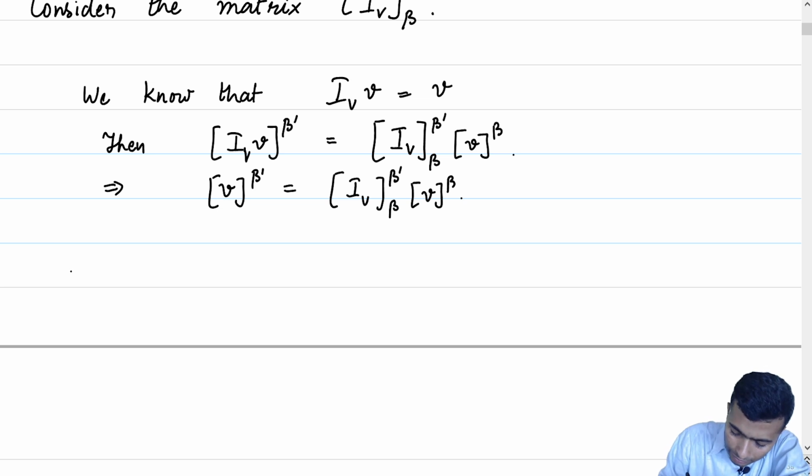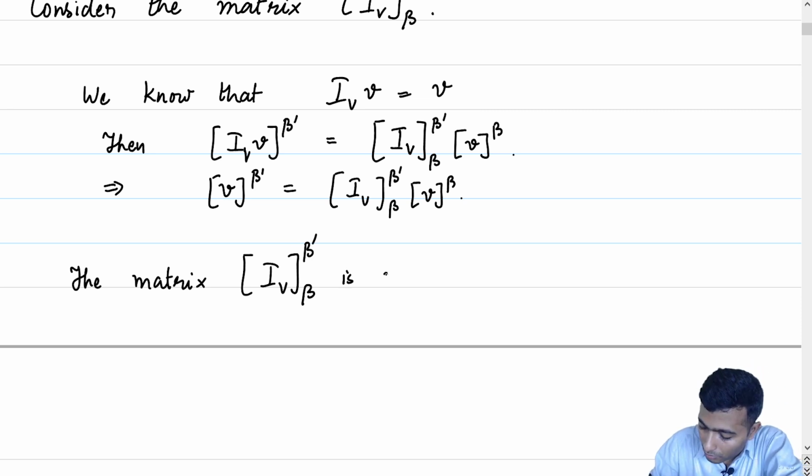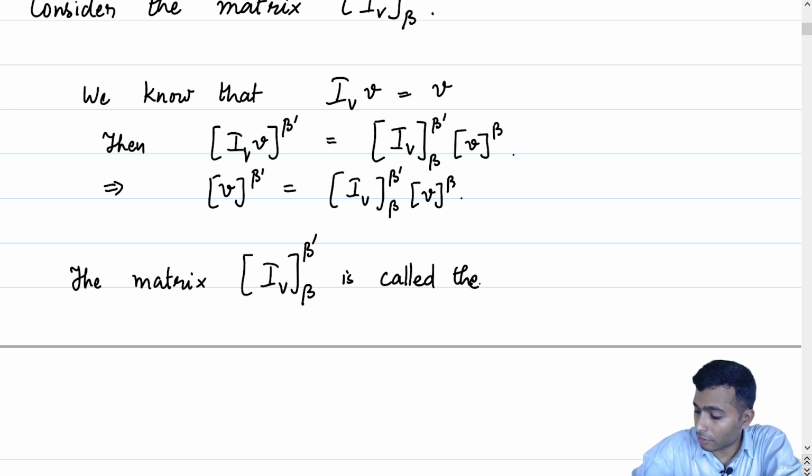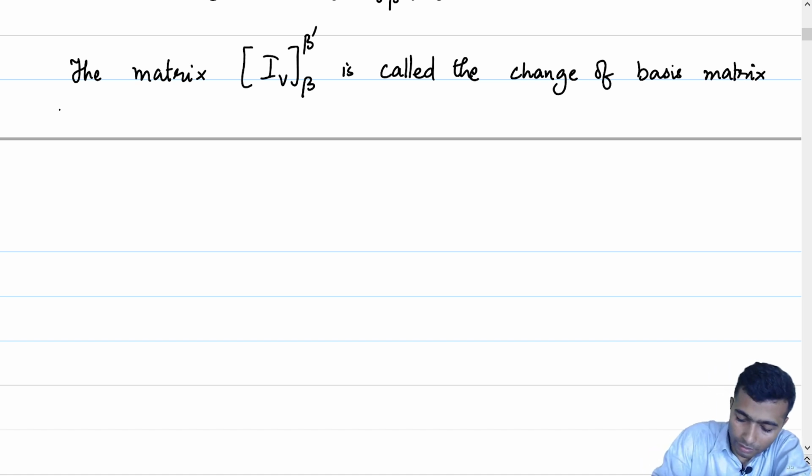This matrix, the matrix IV beta prime, is called the change of basis matrix from beta to beta prime.